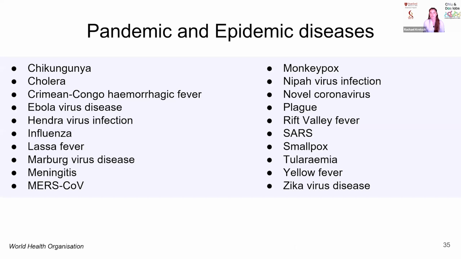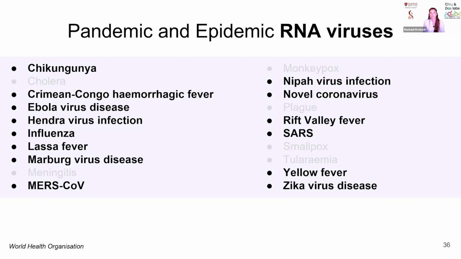And the first thing to realize is how important they are. So here's a list from the World Health Organization of what they deem the diseases of most pandemic and epidemic concern. And I'm just going to highlight which of these are RNA viruses. It's the vast majority of them. So you can see some viruses like influenza that causes flu, or even the coronavirus that we're currently battling.